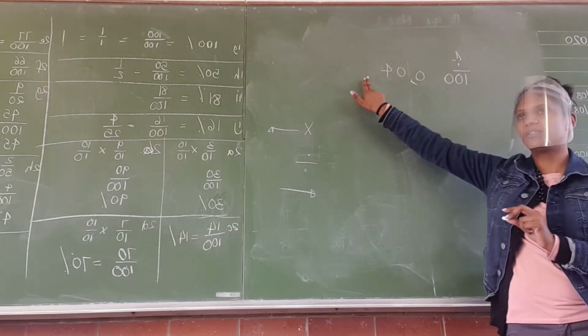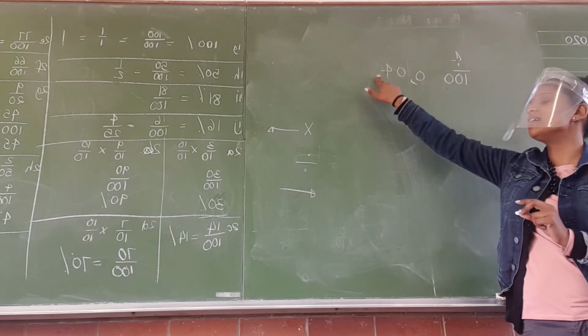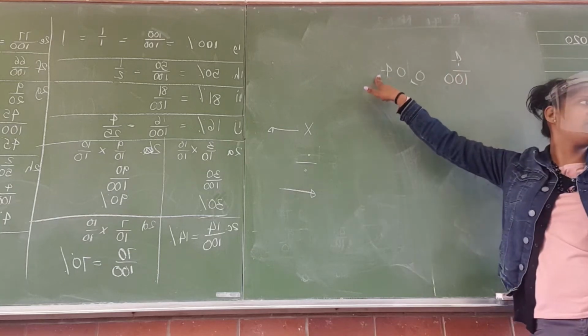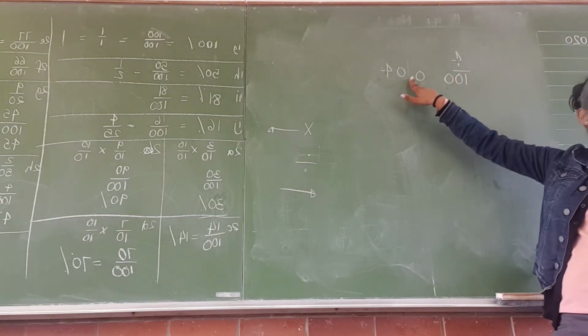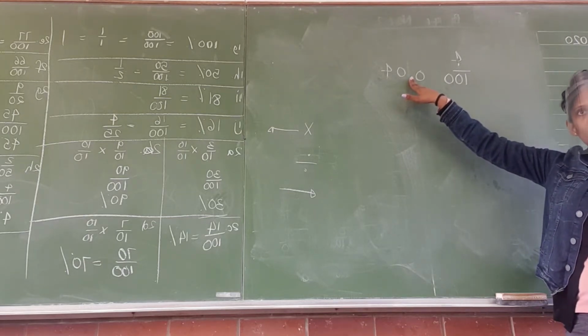I start off with 4. I put my pretend comma here, and because I have 2 zeros, I move my comma 2 spaces. So 1, 2, and all the gaps that I find myself with, I slot with zeros.